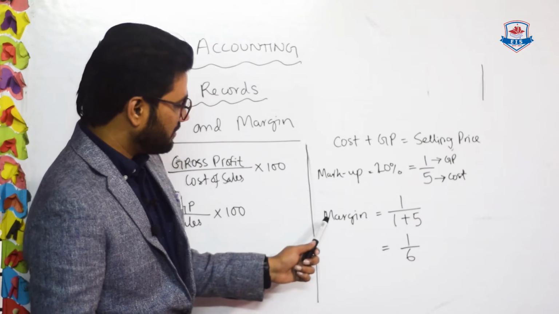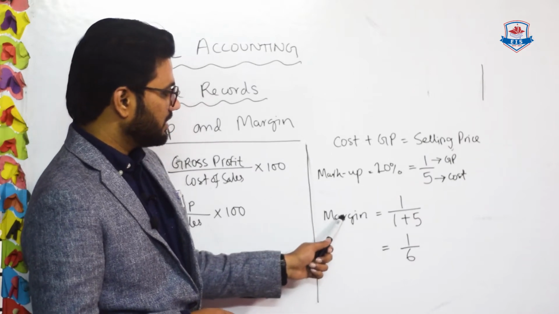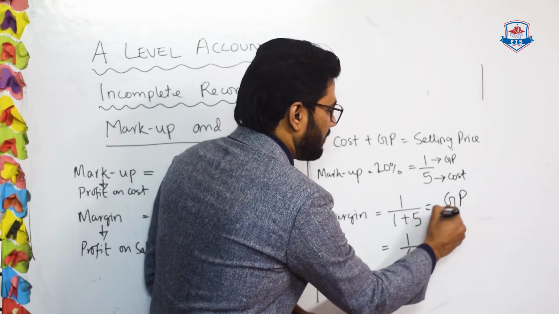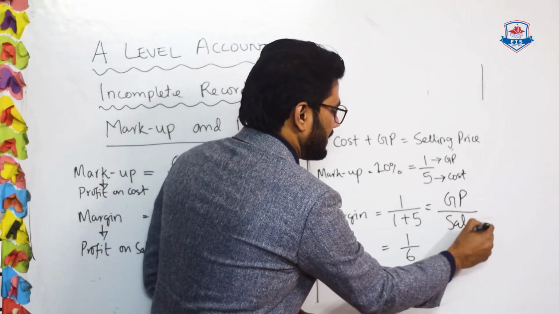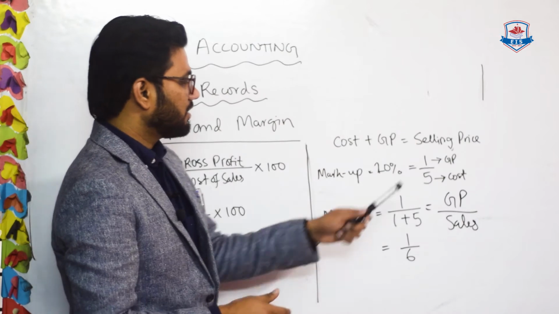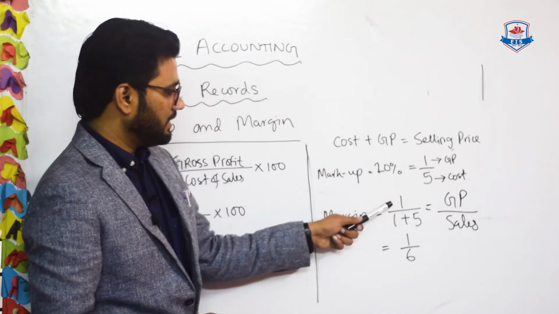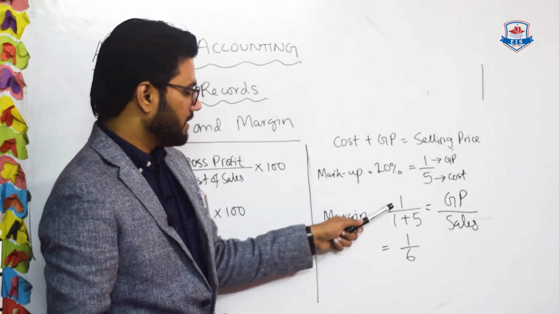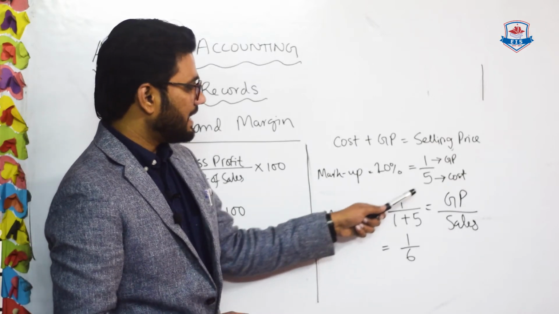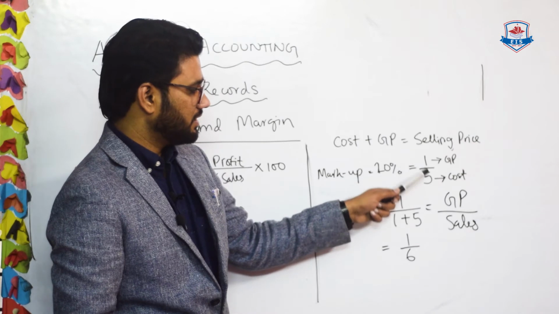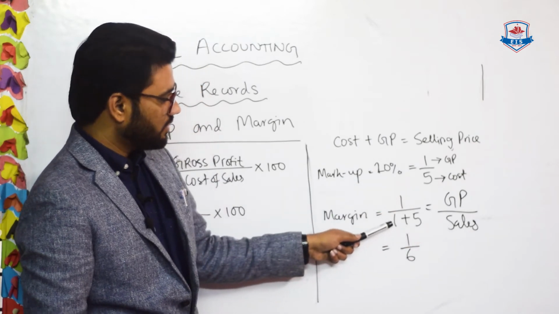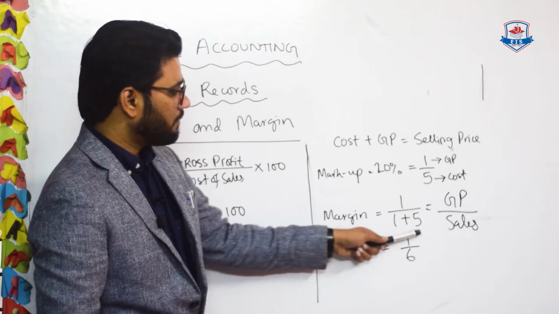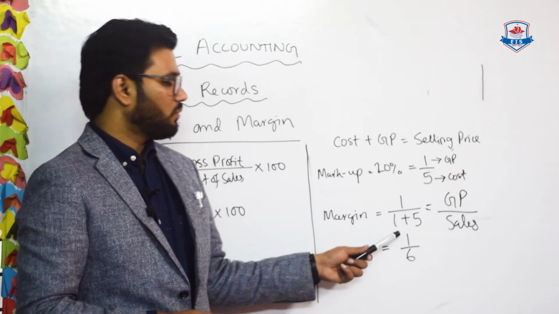So let's come back to margin. In margin, you know the formula is gross profit by sales. As you can see here, the gross profit was 1 here, so similarly it will be 1 here as well, because the gross profit is always the same. But for sales, we have to add the cost and the gross profit to get sales. So that's what we did here. 1 plus 5 gives us 6. So the fraction for margin is simply 1 by 6.